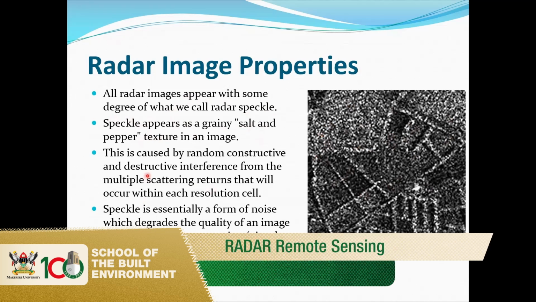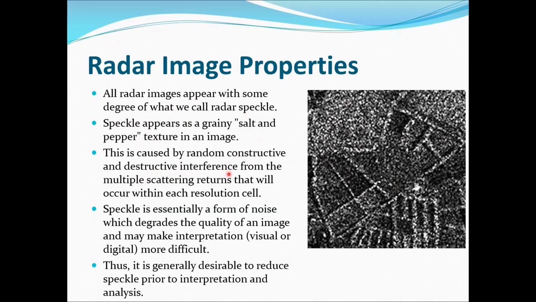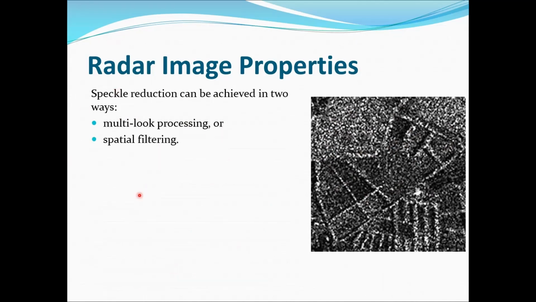Okay, so why do you have this speckle? This is just caused by the random constructive and destructive interference of multiple scatter returns that occur within each resolution cell. So speckle is essentially a form of noise which degrades the quality of radar images. Generally, it is preferred to remove this. So what are the two ways we remove this radar speckle? The first one is multi-look processing. Then you can also do spatial filtering. The filtering is similar to how you did it in optical remote sensing.